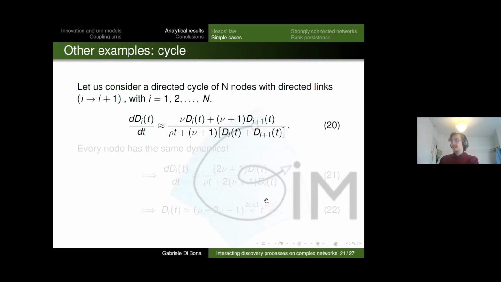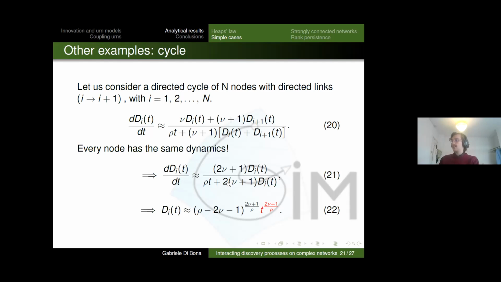Just one other simple example: cycles. You have a cycle and it's closed, and let's suppose that it's directed. It's very simple to solve because you can use symmetries. And basically here you find that now the solution is a power law with a higher exponent. Before it was nu divided by rho. Now it's 2 times nu plus 1 divided by rho. So it's a lot higher, significantly higher. So what does this come from?